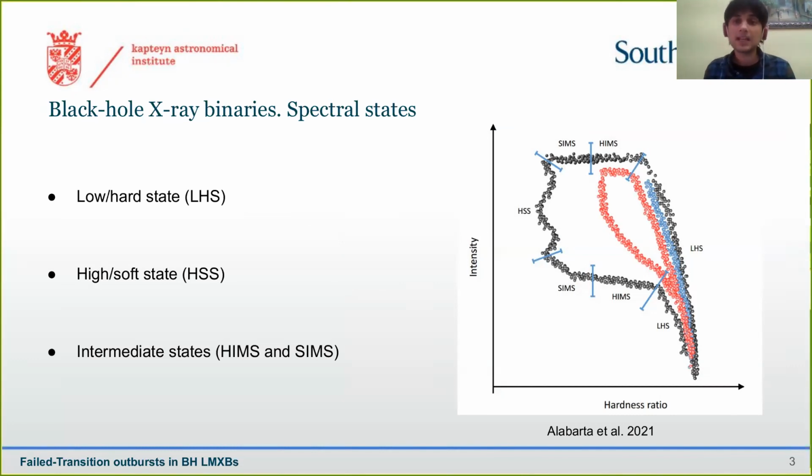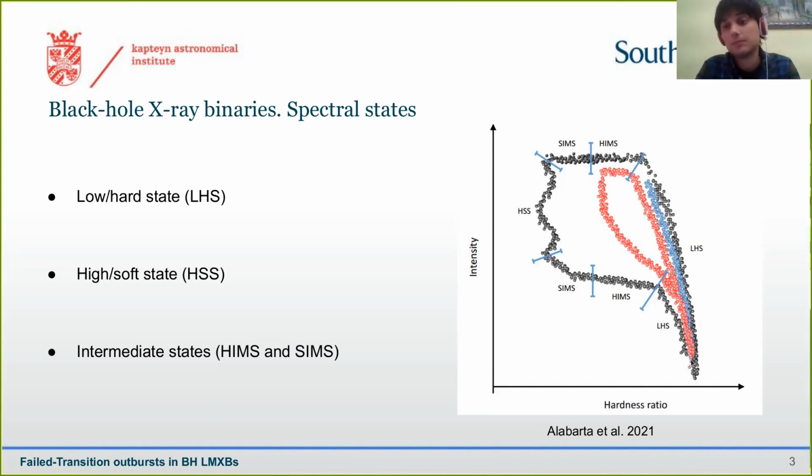A very useful tool to study the evolution of the source along these states is the hardness intensity diagram, or HID, of which you have seen several examples in the previous talks, where we plot the intensity on the y-axis versus the hardness ratio on the x-axis, where the hardness ratio is defined as the ratio between the count rates of two different energy bands.